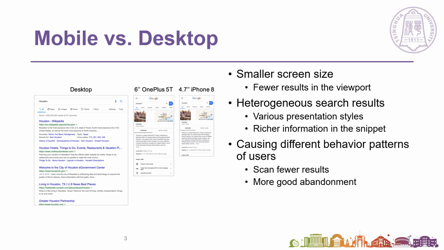Compared to desktop search, today's mobile search has a number of differences. The first one is the small screen size of mobile devices. The user can view fewer results on the screen of a mobile device than on a desktop computer. Next, results in mobile search become more heterogeneous with various presentation styles. Existing works show that the behavior patterns of users in mobile search are quite different from those in desktop search, such as stronger precision bias and more good abandonment.